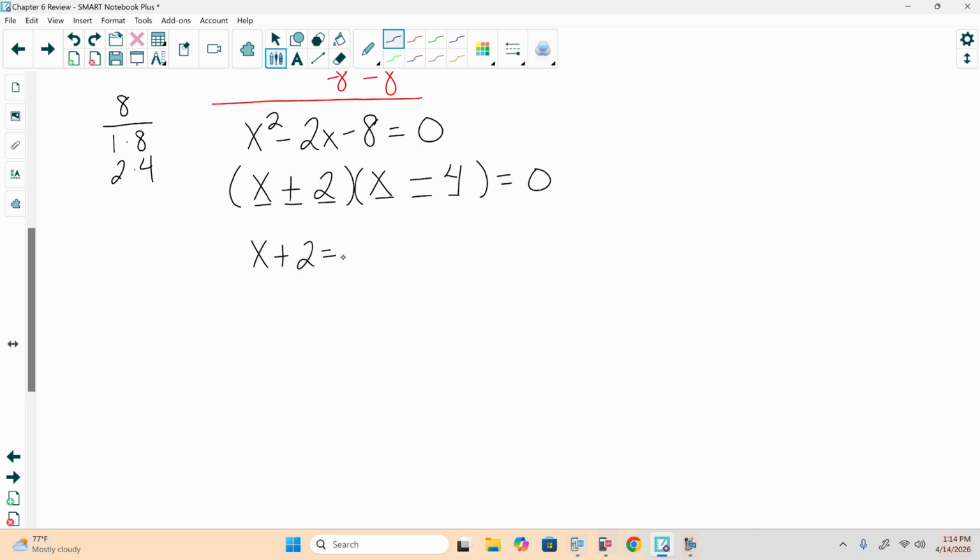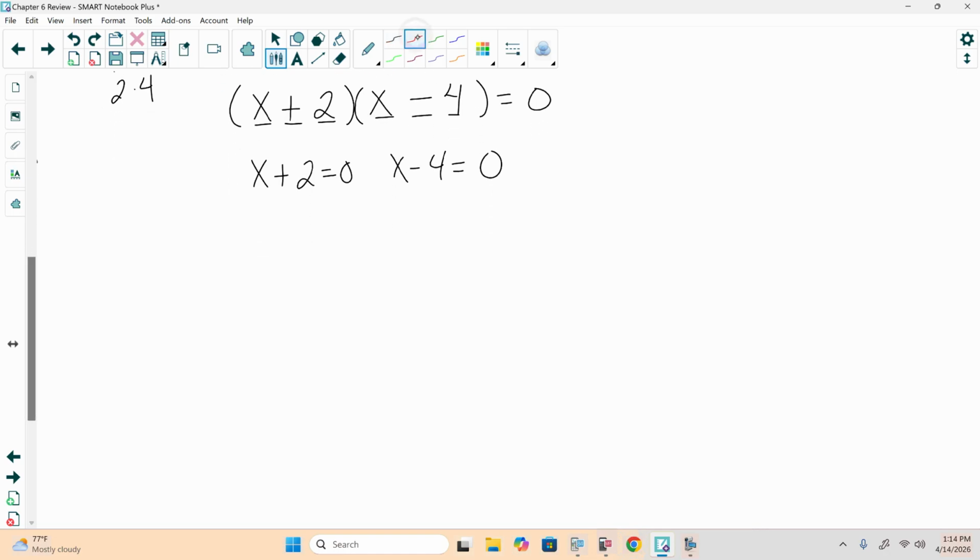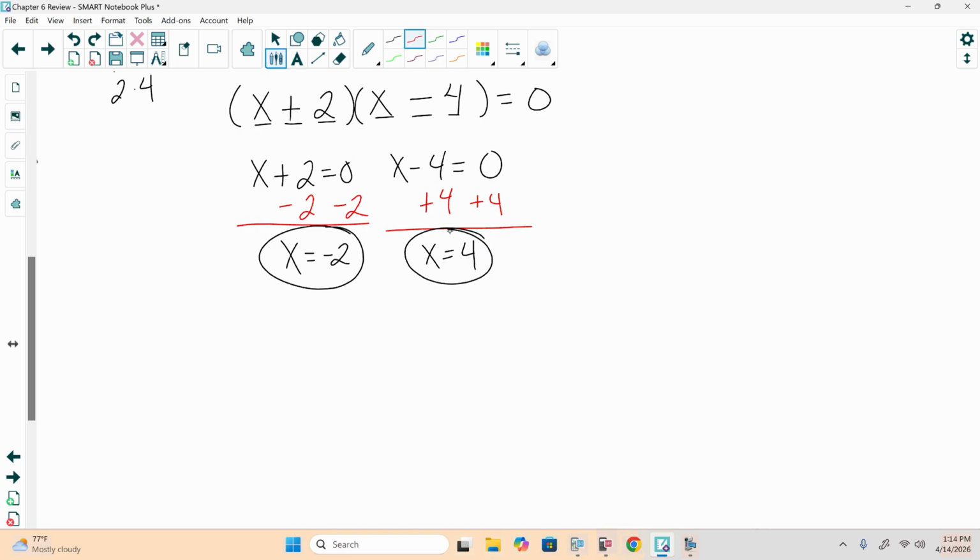Now, because we do have two things multiplied together to equal 0, one of these two is going to have to be 0. Subtract 2 from both sides, telling us x is equal to negative 2. For x minus 4, we would add 4, telling us our two solutions are negative 2 or 4.